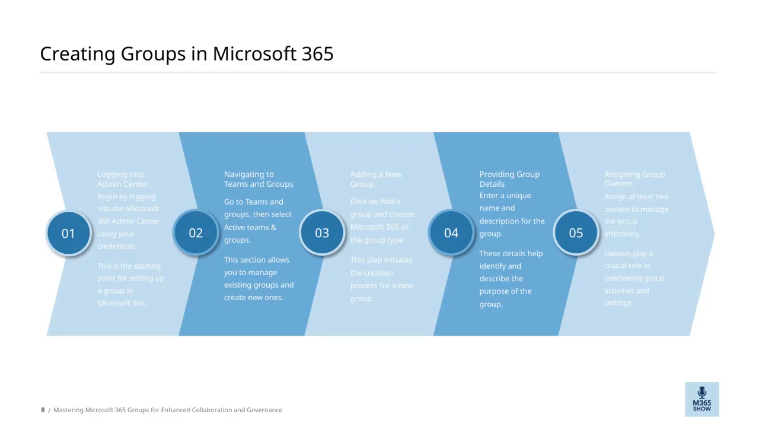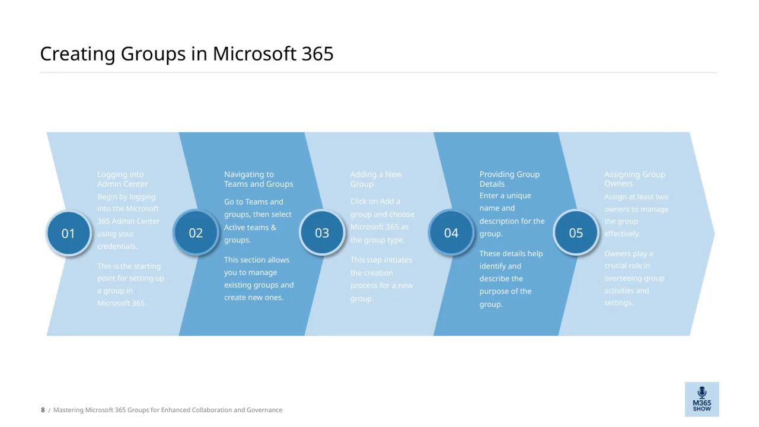Now, let's walk through creating groups in Microsoft 365. First, you'll want to log into the Microsoft 365 Admin Center using your credentials. This is the starting point for setting up any new group, so make sure you're signed in properly. Once you're in, navigate to the Teams and Groups section, and then select Active Teams and Groups.